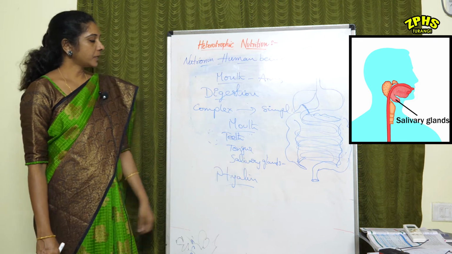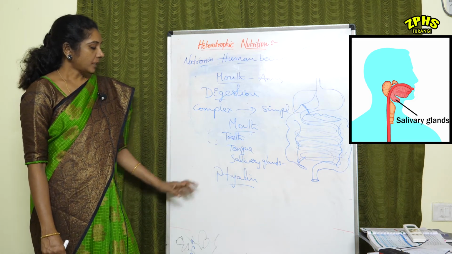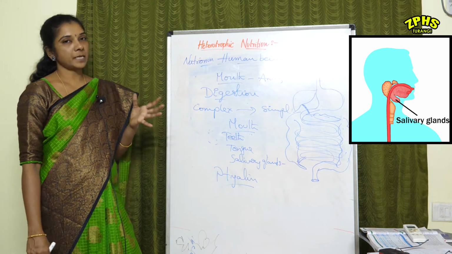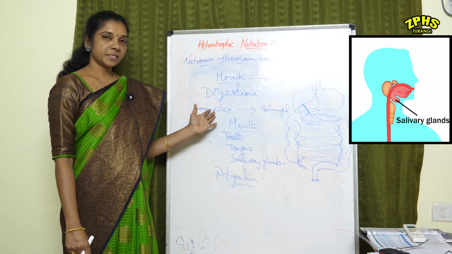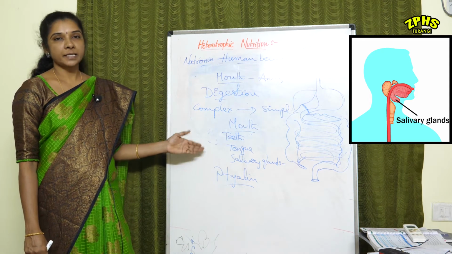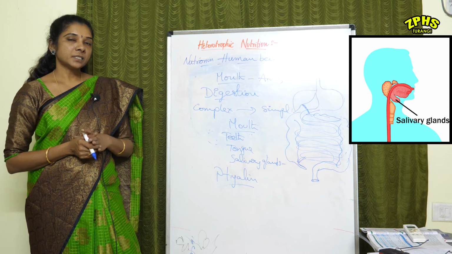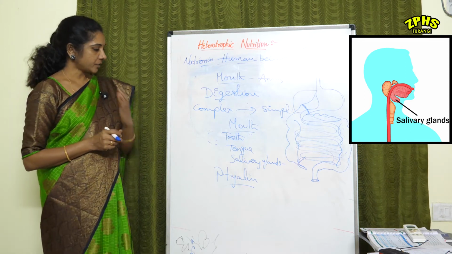And this saliva contains an enzyme called ptyalin. Ptyalin is an enzyme, so it is a chemical. So in the digestive system, some chemicals are present which divide the complex materials into simple ones. And each enzyme works on a particular respective food.